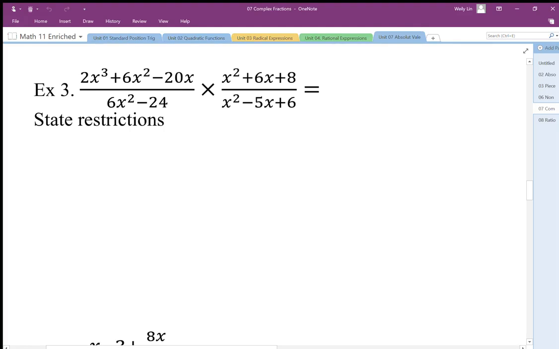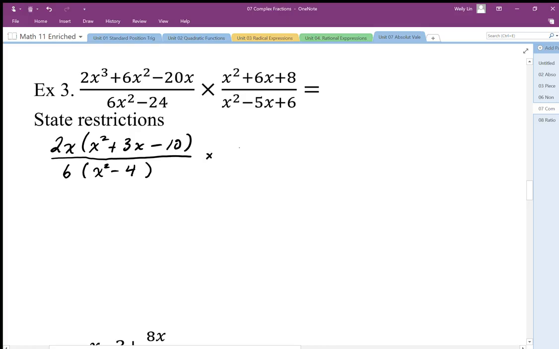So we have 2x cubed plus 6x squared minus 20x. There's a greatest common factor of 2x. I need to make sure I take that out first. And I'm left with a quadratic that is factorable. Here I need to take out the greatest common factor of 6. There's common factors between the 2 and the 6, which I will simplify later on. And I'm left with a difference of squares.